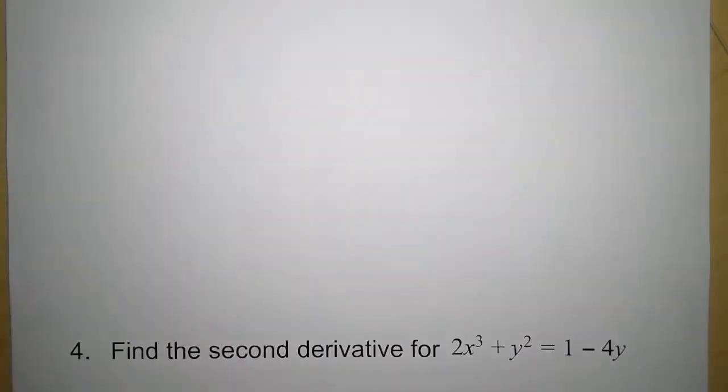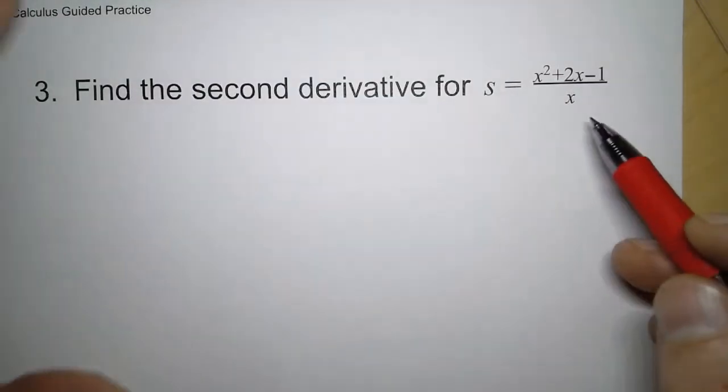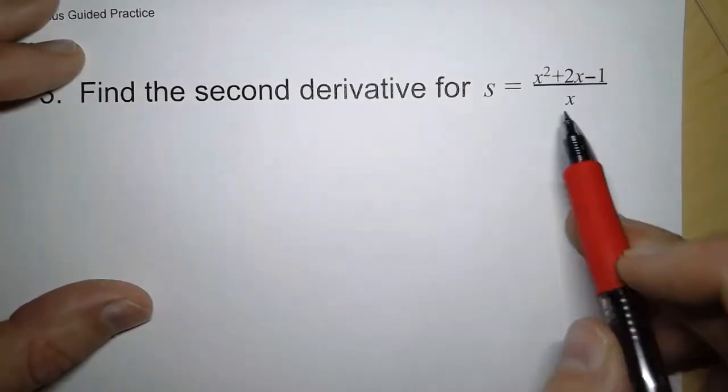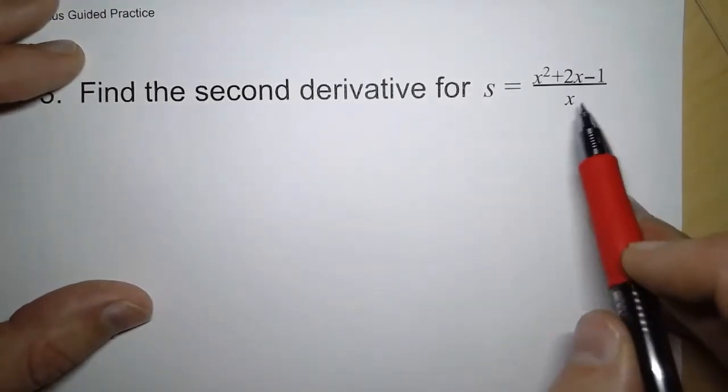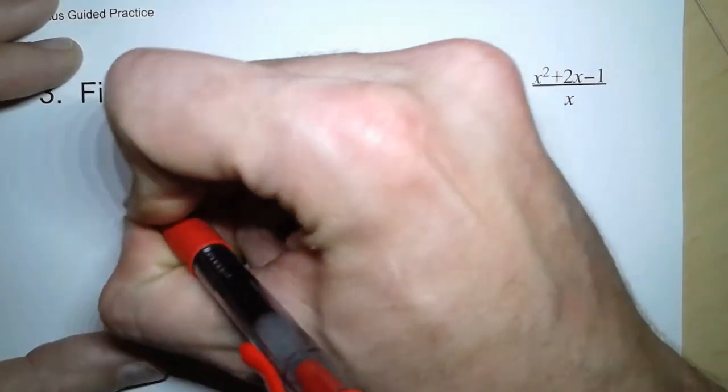So for the next one, number 3, we want to find the second derivative of this expression, and this is going to require quotient rule. So our derivative, we have x as our independent variable, and s is our dependent variable. So this is ds/dx.